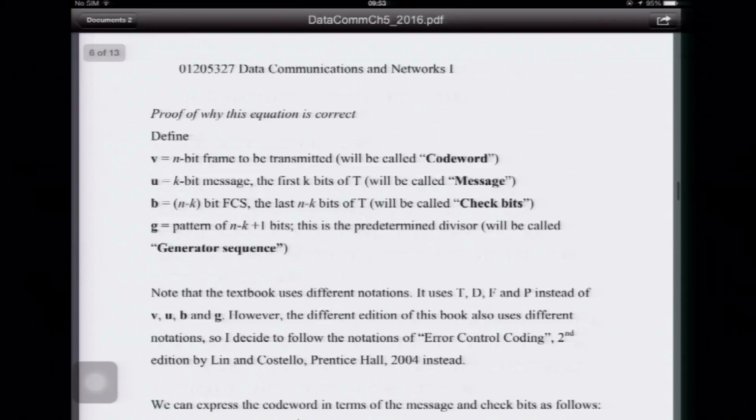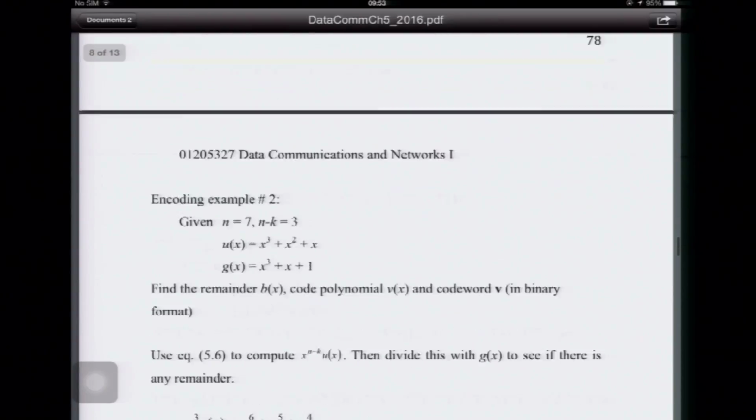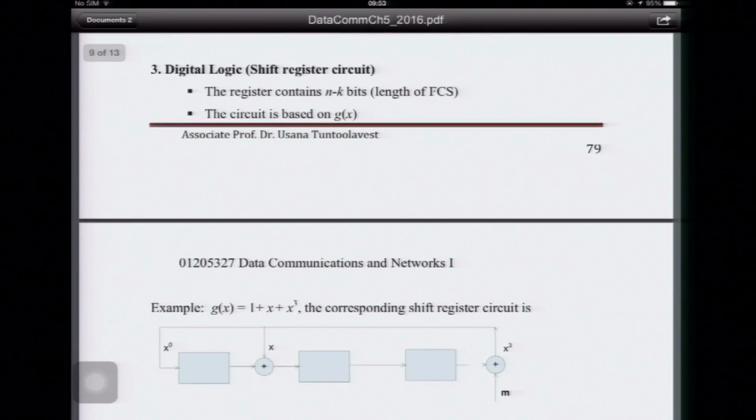Last time we talked about the encoding by binary sequence and by the polynomial. So this time the chip register circuit can be used for encoding the code word. Okay, the register has to contain n-k bits, which is the length of the FCS or the frame check sequence. And the circuit is constructed based on the generator sequence or the generator polynomial g(x).